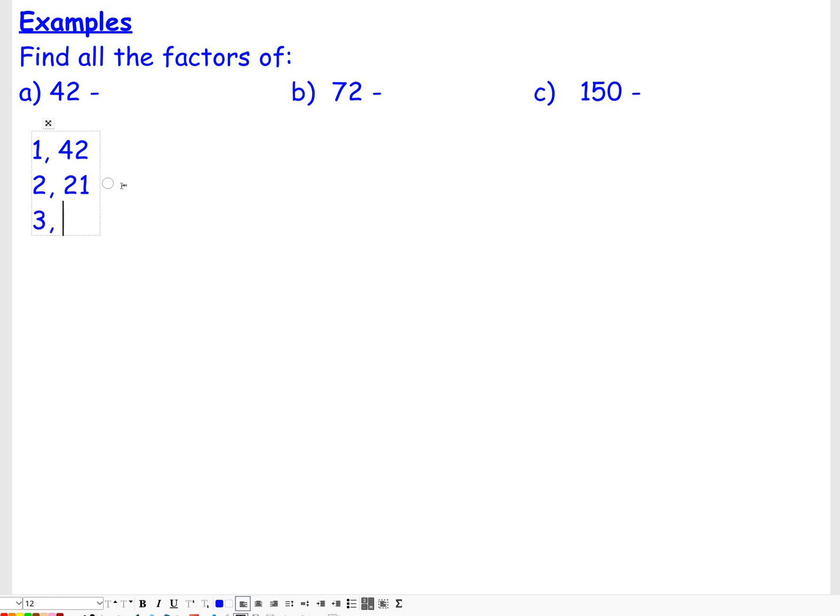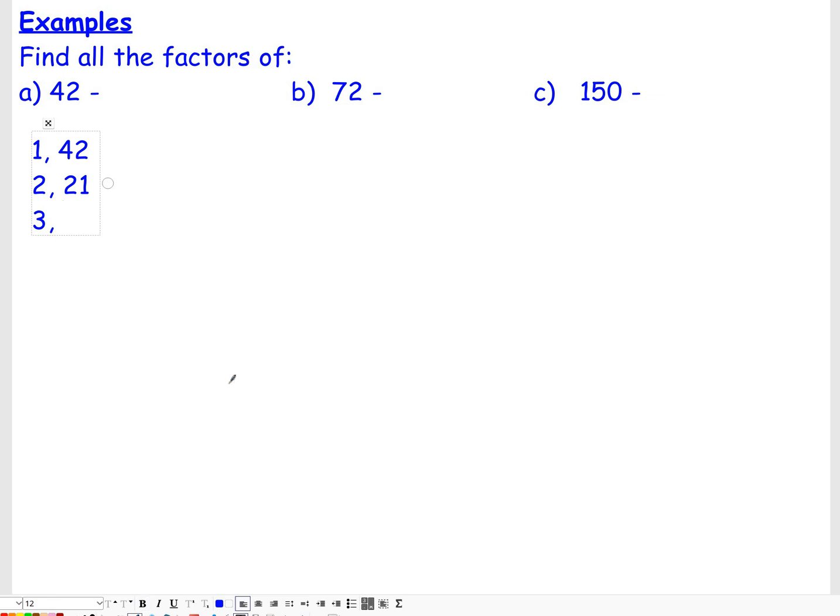Does 3 go into 42? Well, a quick way to decide if a number is divisible by 3 is by adding up the digits of the number. So 4 add 2 is 6. If the total is in the 3 times table, then we can say it's divisible by 3. So 4 add 2 is 6, that is in the 3 times table, so 42 is divisible by 3.